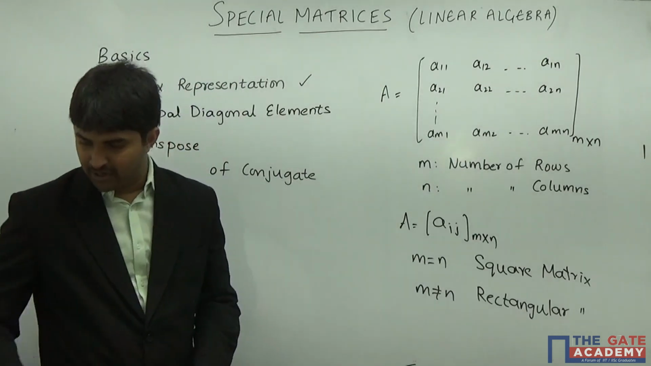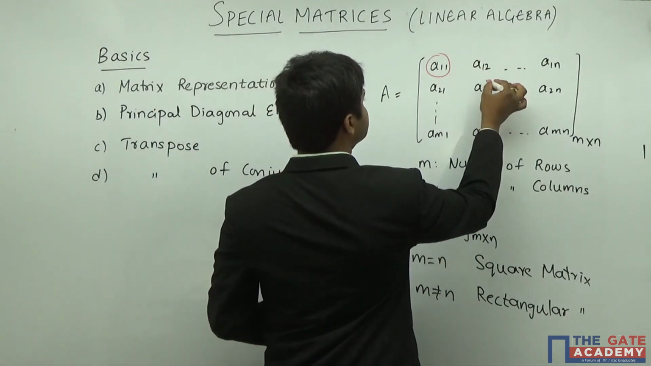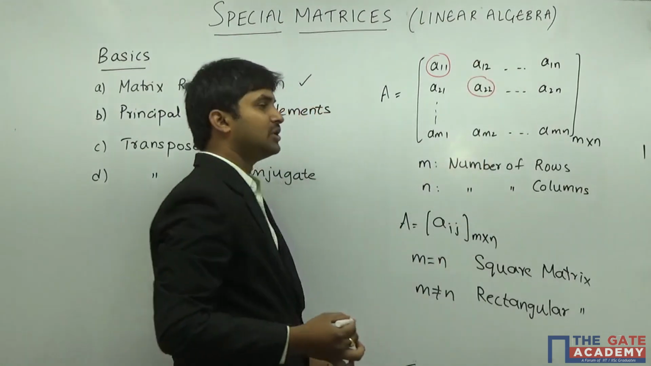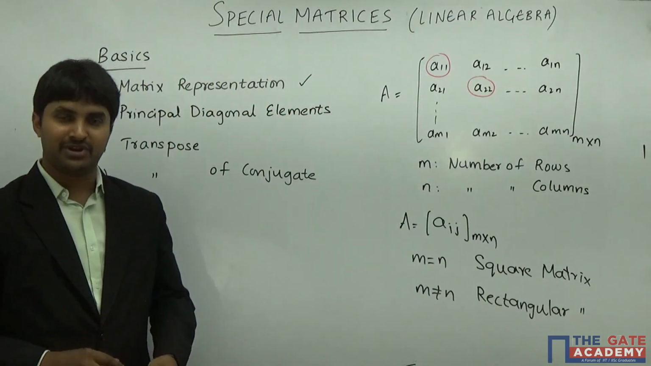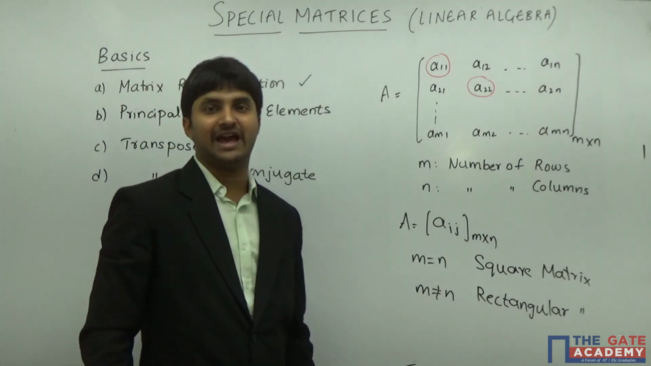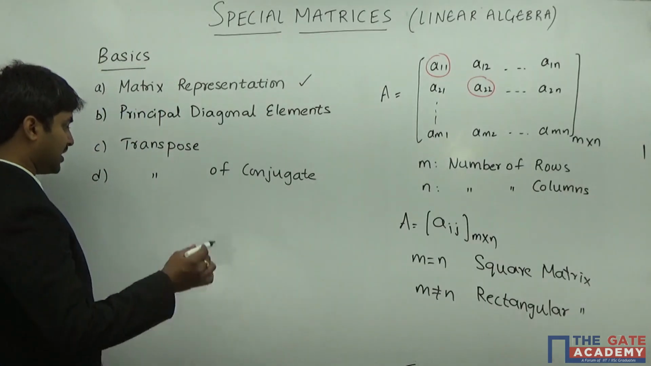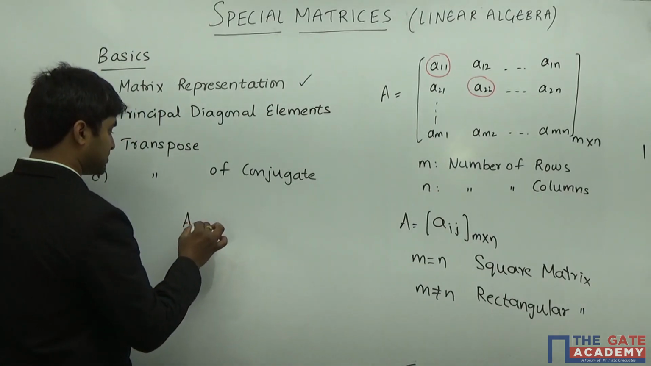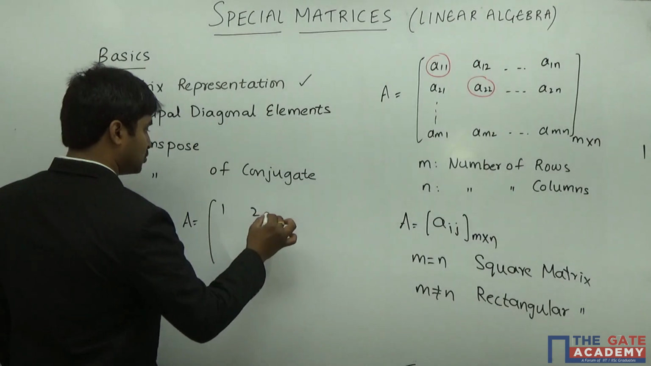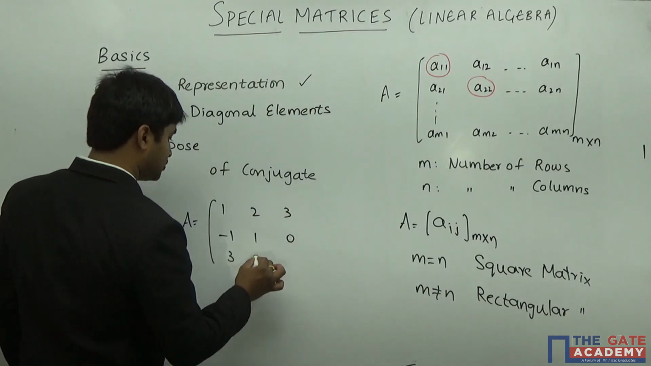Now for example, here if you observe, the row number is equal to the column number. Here also the row number is equal to the column number. So every time the row number is equal to the column number, we call them the principal diagonal elements of a particular matrix. For example, if I take a square matrix A which is equal to 1, 2, 3, minus 1, 1, 0, 3, 2, 1.